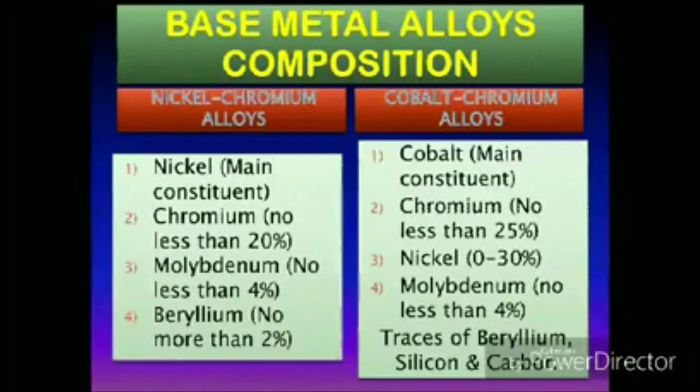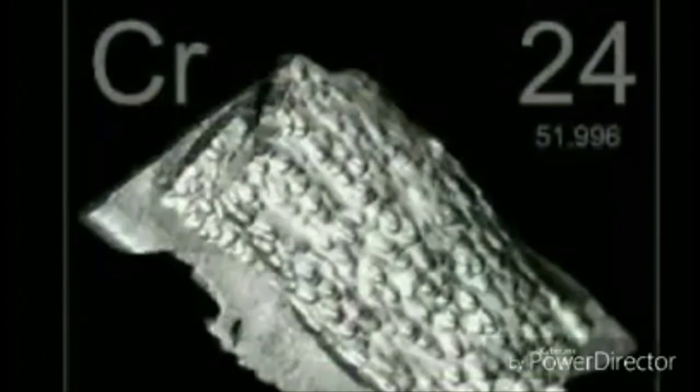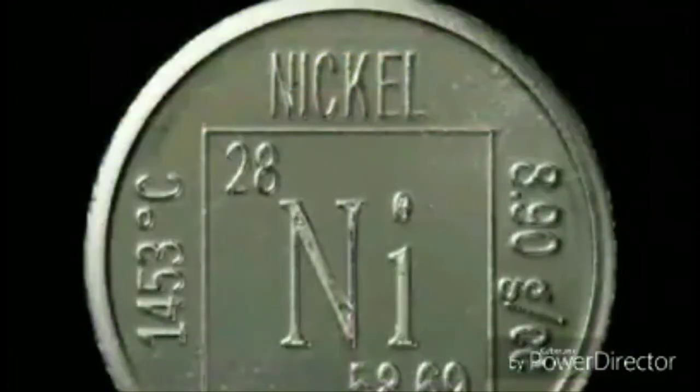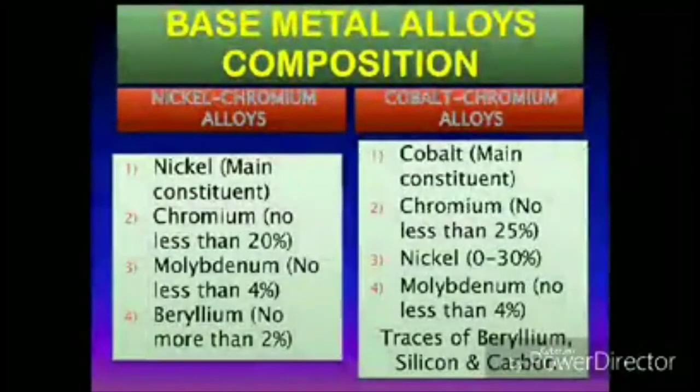The cobalt chromium casting alloys consist of cobalt, chromium, nickel, molybdenum and mild traces of beryllium, silicon and carbon. Cobalt is the main constituent, whereas chromium should not be less than 25%, nickel ranges from 0 to 30%, molybdenum should not be less than 4%. The cobalt and nickel are hard and strong metals, whereas the main purpose of chromium is to further harden the alloy, and it also imparts the corrosion resistant property by passivating effect to the cobalt chromium casting alloy.